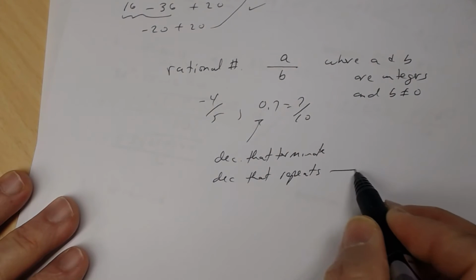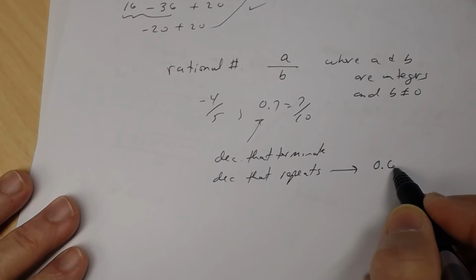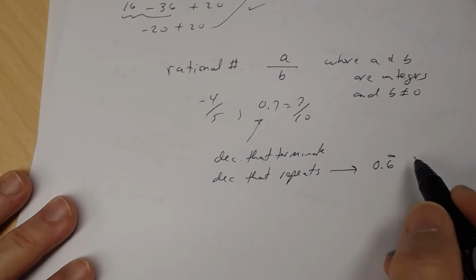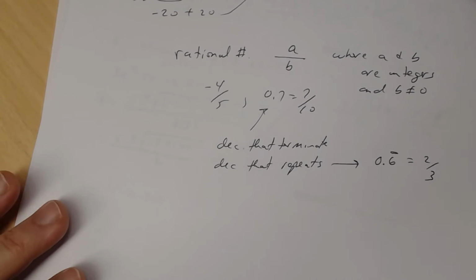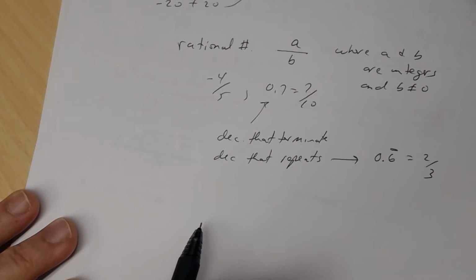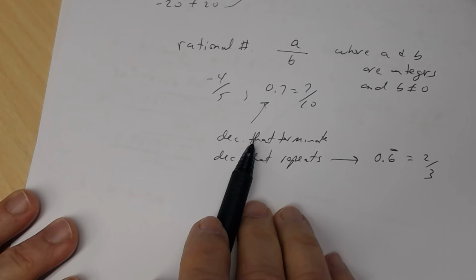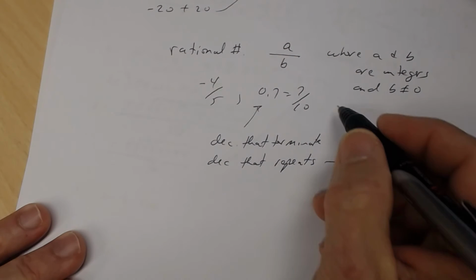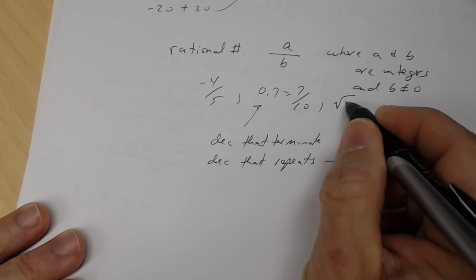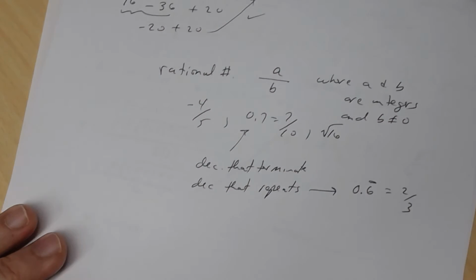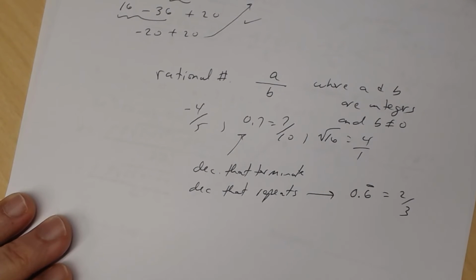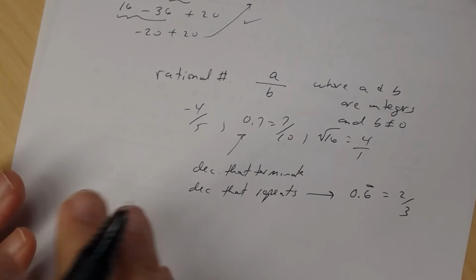So for example, 0.6 repeating. Remember that 0.666? Well, that's just 2/3. So any decimal that repeats is a rational number. Any decimal that terminates is a rational number. And then the square root of 16 is a rational number, because I can write the square root of 16 as 4, and I can write 4 as 4 over 1. So those are all examples of rational numbers.